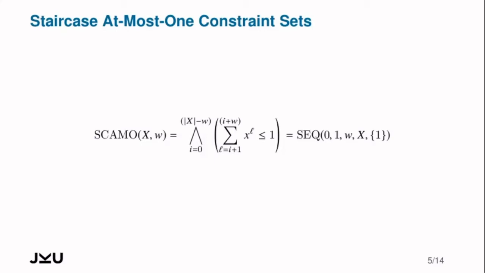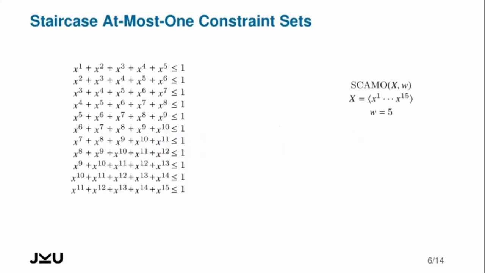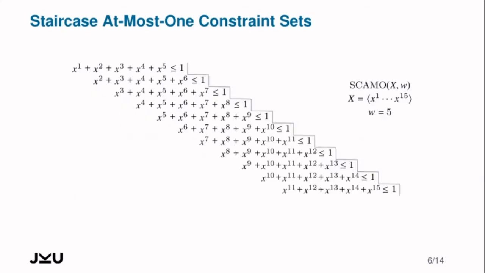The easiest way to understand what they express is to see an example. So I prepared a small one here, where we have 15 Boolean variables and we say that the length of the constraints is 5. In that setting, a set of staircase at most one constraints means actually the conjunction of these 11 at most one constraints, where if we realign them such that the same variables are under each other, then we get this staircase shape, which explains why we call them staircase constraint sets.